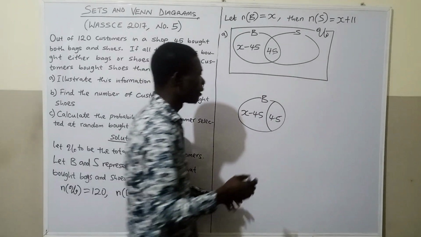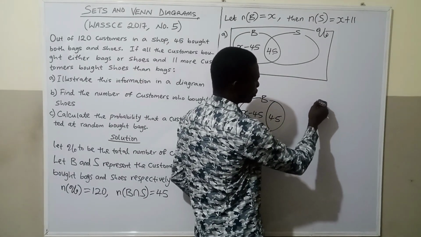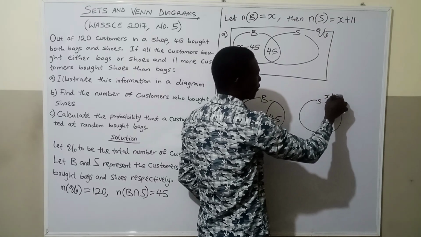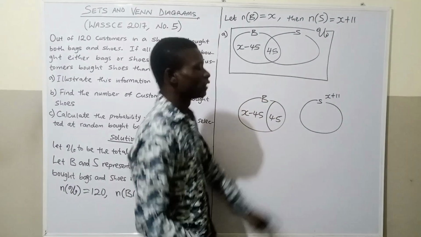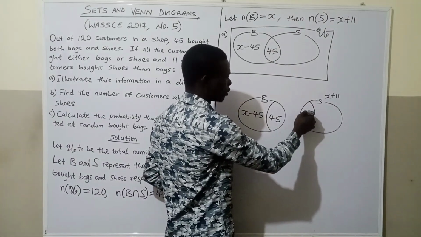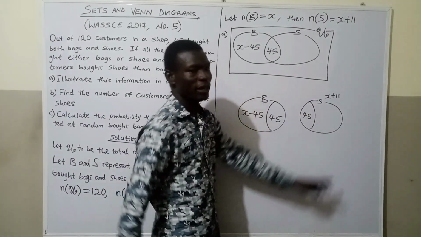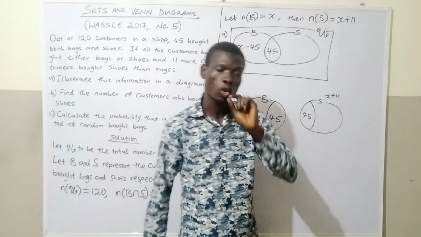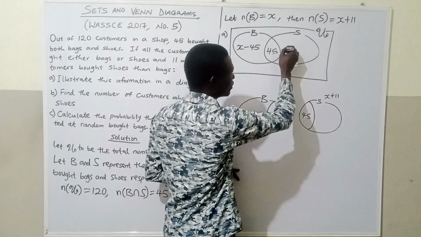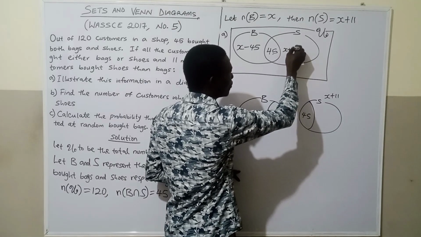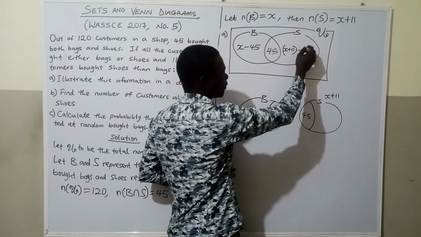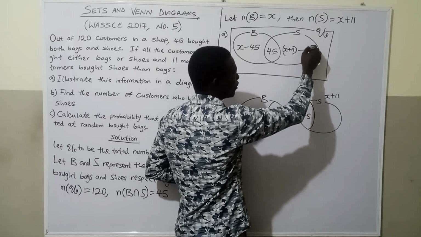Now, customers that bought shoes generally, according to what we have there, are X plus 11 of them. But of this X plus 11, this portion, 45, also has been cut off. So how many will now be left? Those that bought shoes only. That will now be X plus 11, removing 45 from them, just as we have it here: X plus 11 minus 45.